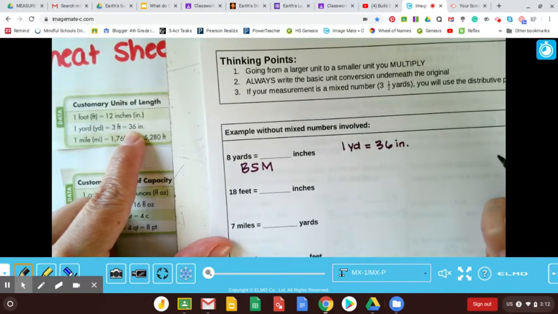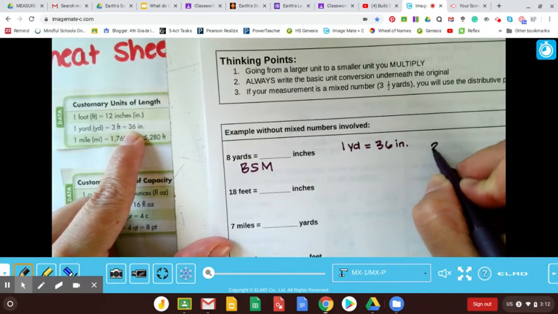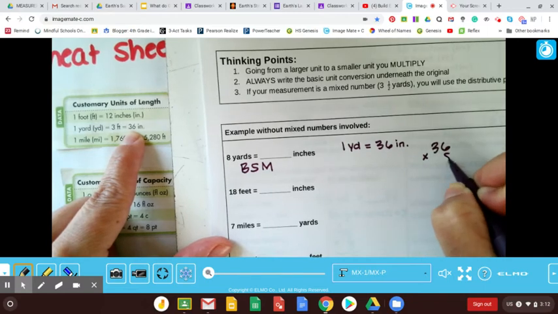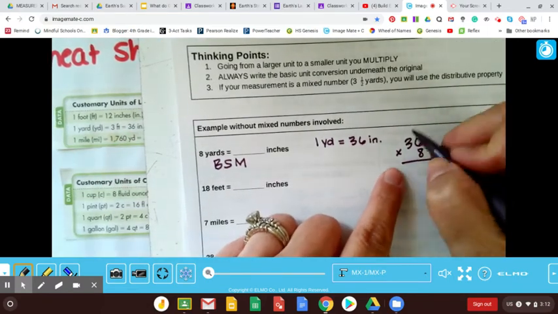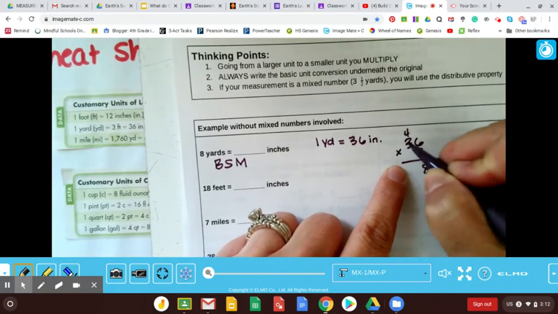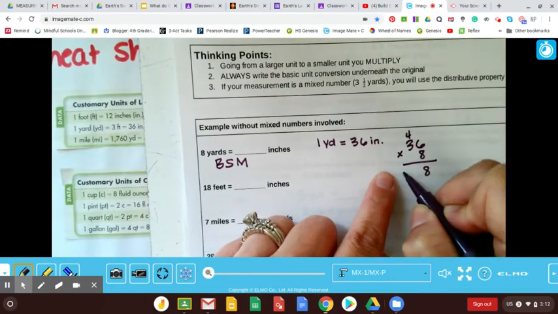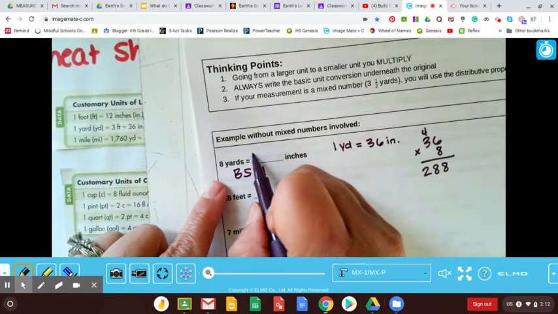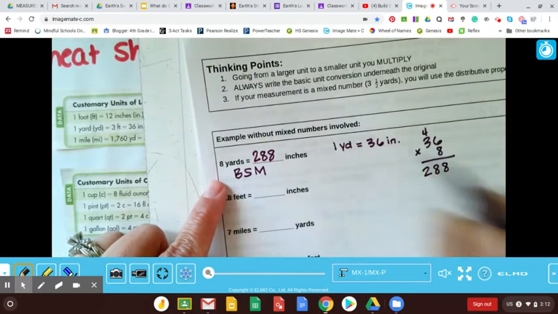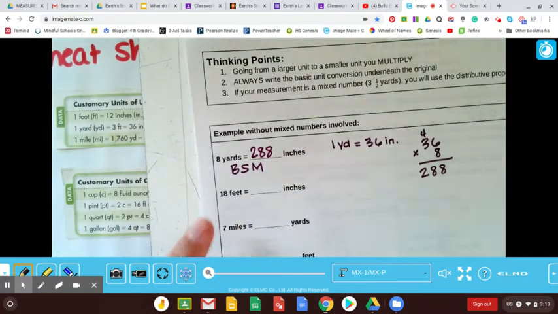So in 8 yards, we just have to multiply, right? 36 times 8, set our problem up. 8 times 6 is 48. 8 times 3 is 24, plus 4 is 28. So your answer is 288 inches. All right, let's try another one. Let's switch my color. 18 feet is how many inches?